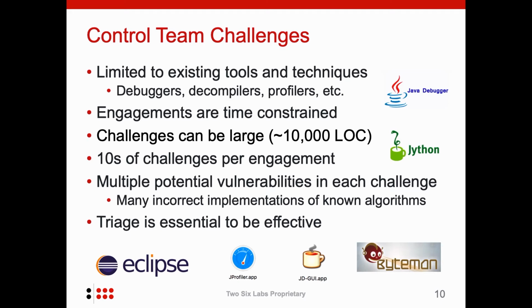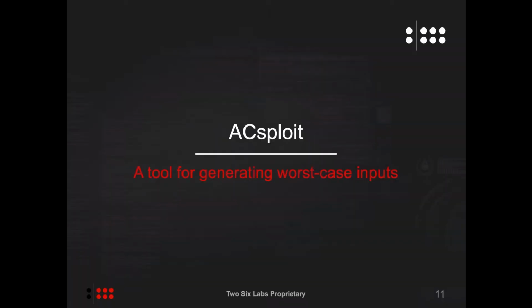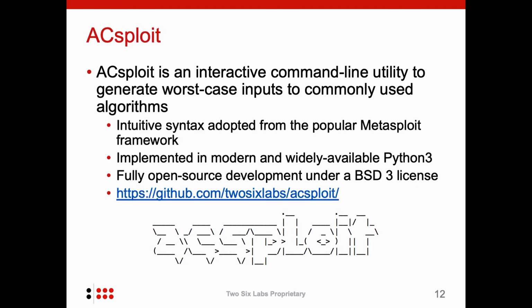So triage for us became very important. We needed to be able to find an algorithm and immediately determine whether or not it was vulnerable. We needed to fire some input at it that says you are vulnerable or you are not. Of course, if it was a known algorithm. And that's where ACSploit comes in. So what we did here is we figured out a way to generate the worst case inputs to a bunch of known algorithms. And the tool itself presents as an interactive command line utility styled like Metasploit. We wanted something that was both familiar to us and familiar to other folks, the pen testing community, essentially. It is implemented in Python 3, fully open sourced on GitHub.